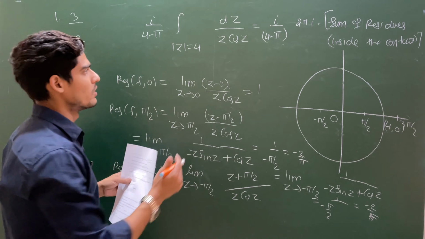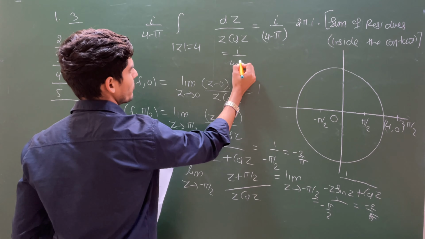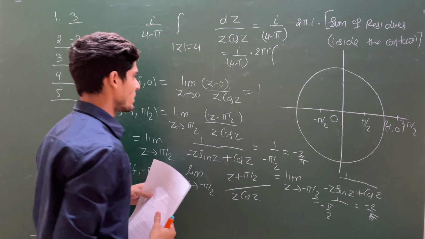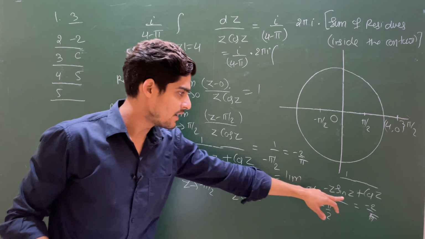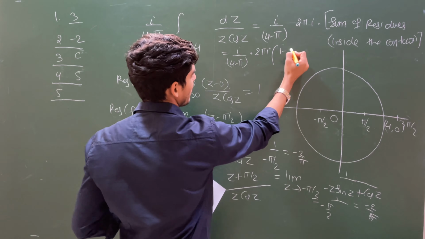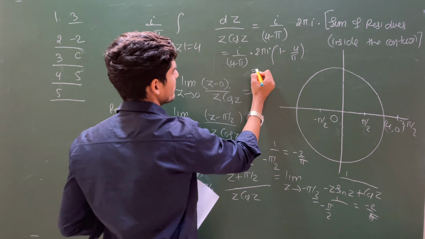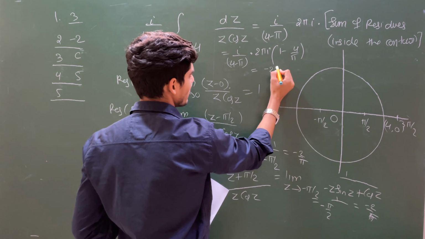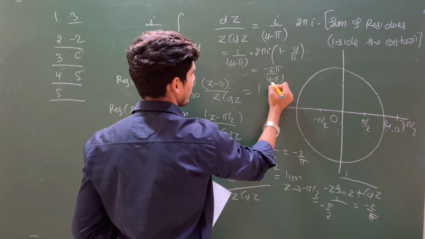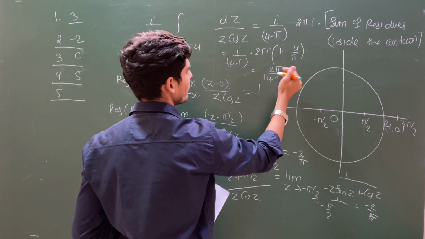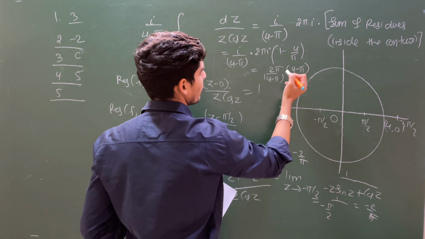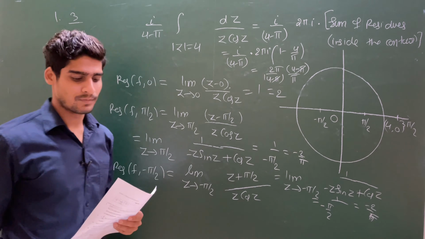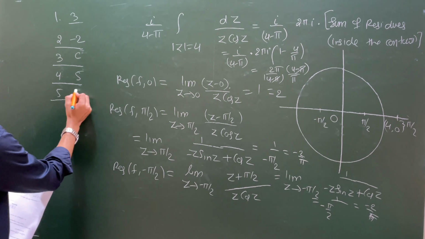Now if you go with this formula, you will have i upon 4 minus pi, 2 pi i into the sum of residues. Your residues are 1, minus 2 by pi, minus 2 by pi. So I can say this is 1 minus 4 by pi. And i squared will give me minus 1. So this is minus 2 pi over 4 minus pi, but if I multiply with the minus inside, I will have 4 minus pi on top and pi below. So your answer will be 2. The correct answer will be 2.